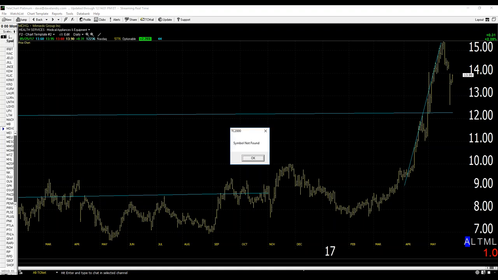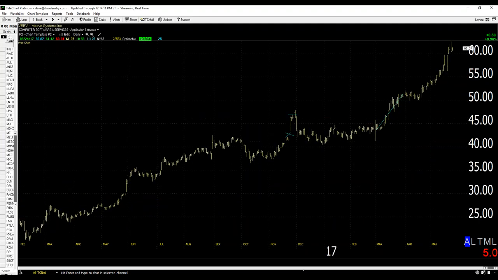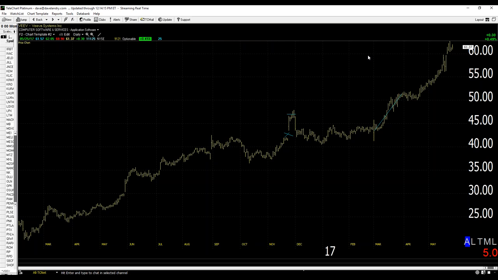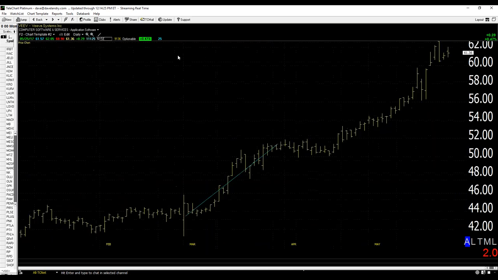VLEV, the mother of all trend knockouts. I don't see it. The mother of all trend knockouts. I don't see it. But it's certainly looking pretty good in here. Put that on your momentum list for sure.